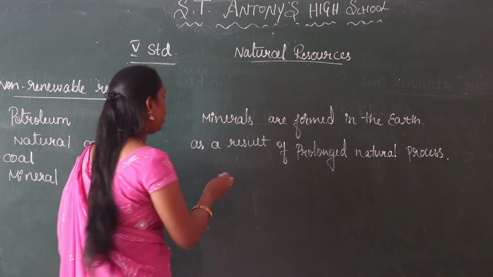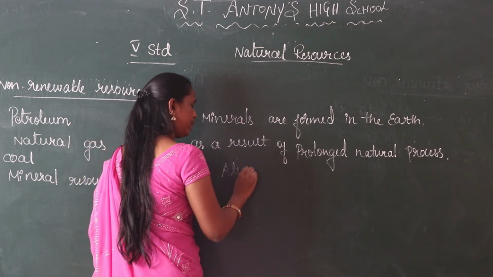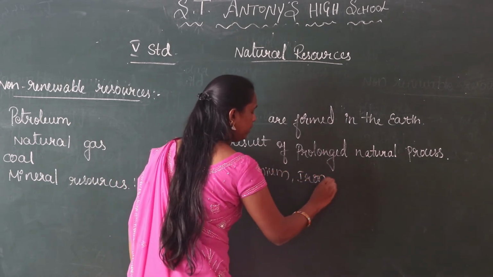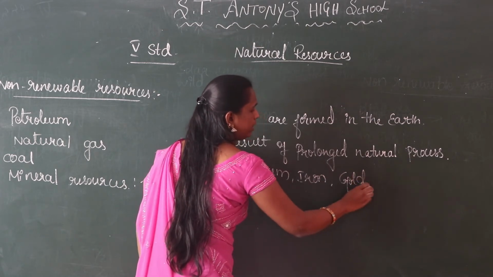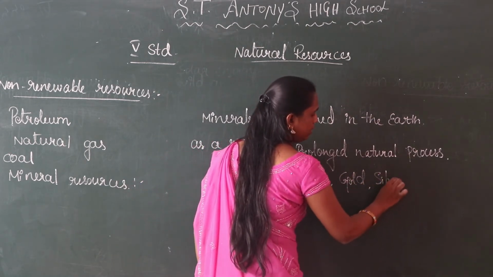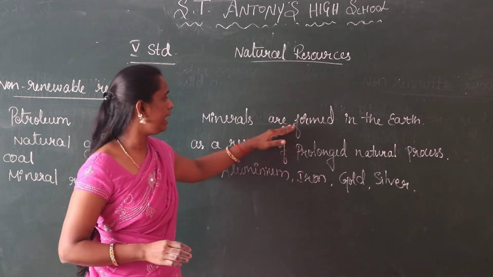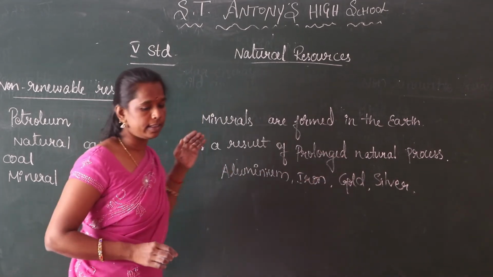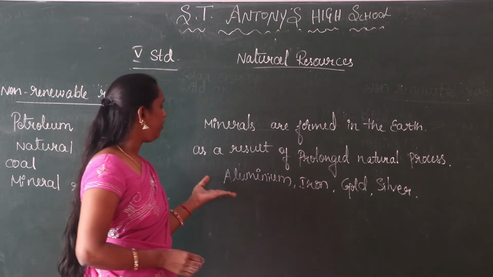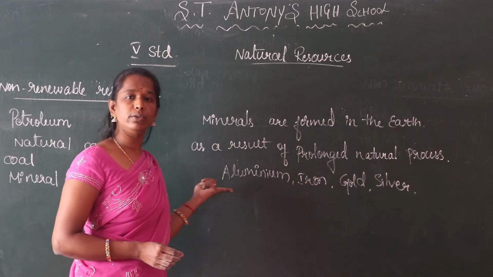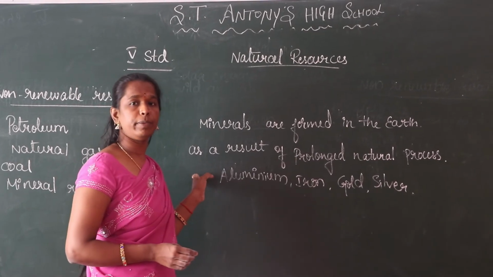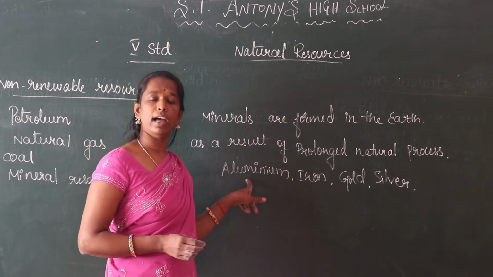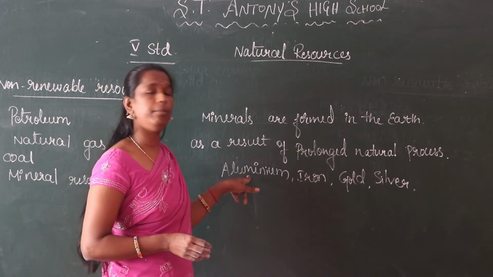For example, aluminium, iron, gold, silver. These are examples of minerals that we get from nature. Where do we use aluminium? Aluminium is used in vessels. For cooking, the pressure cooker is made of aluminium. Aluminium vessels and aluminium cookers have handles made of plastic.